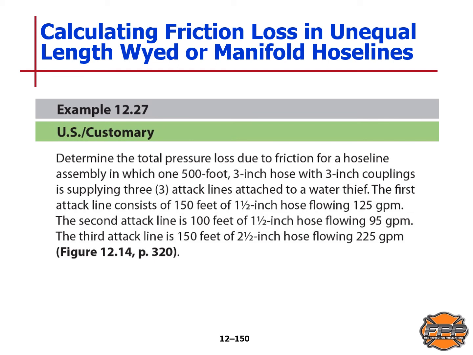Now let's look at example 12.27, and again these are all in your book. Determine the total pressure loss due to friction for a hose line assembly in which one 500-foot 3-inch hose with 3-inch couplings is supplying 3 attack lines attached to a water thief. The first attack line consists of 150 feet of 1.5-inch hose flowing at 125 gallons per minute. The second attack line is 100 feet of 1.5-inch hose flowing at 95 gallons per minute. The third attack line is 150 feet of 2.5-inch hose flowing at 225 gallons per minute. Take a look at figure 12.4, page 320 for reference.